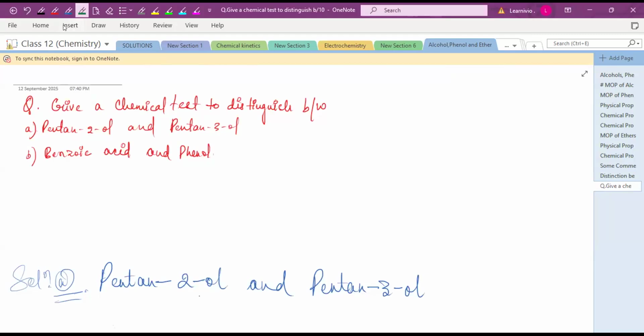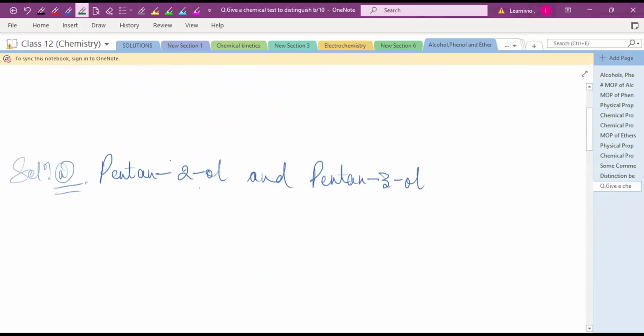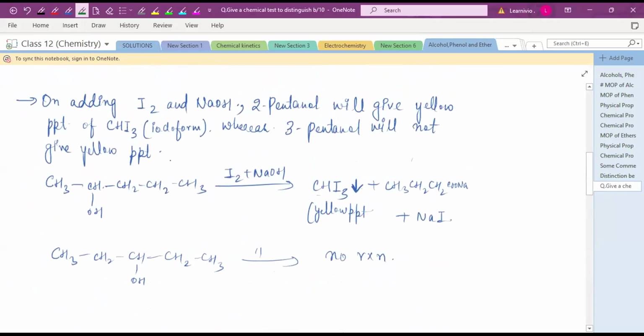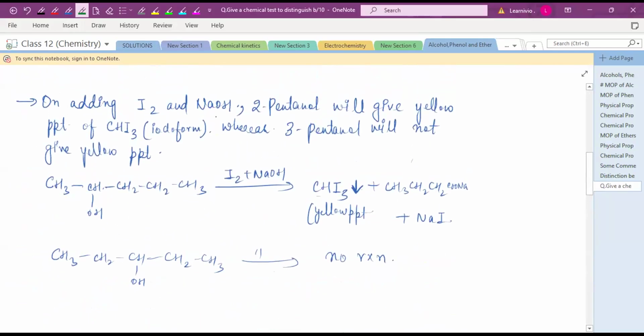The first question is: give a chemical test to distinguish between pentan-2-ol and pentan-3-ol. So let's see. How can we do the iodoform test? When you add I2 and NaOH, this is pentan-2-ol, carbons 1, 2, 3, 4, 5, and on the second position there is the ol. And this is pentan-3-ol.